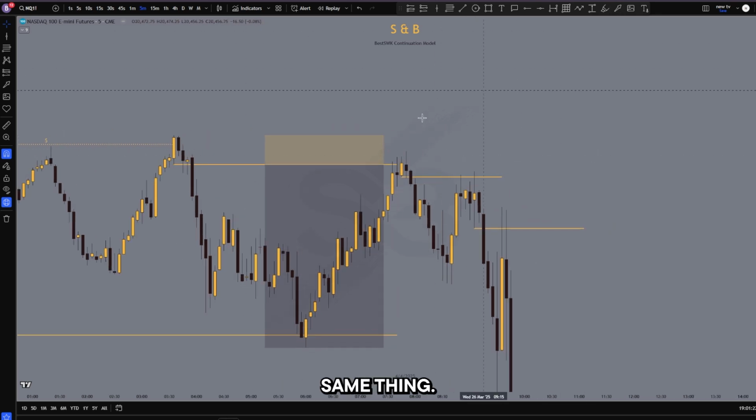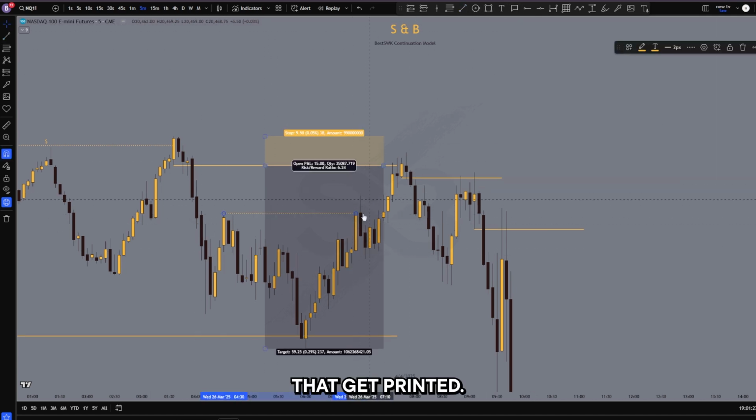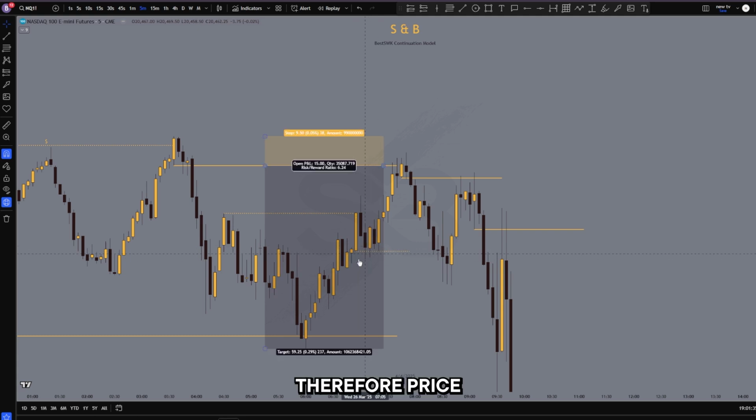And then what happens? Same thing. You have relatively equal highs that get printed. We go above those. And then look, there's no order block here because we wicked it. So price never closed below the order block. Therefore, price just goes up higher. You don't have to worry about it.